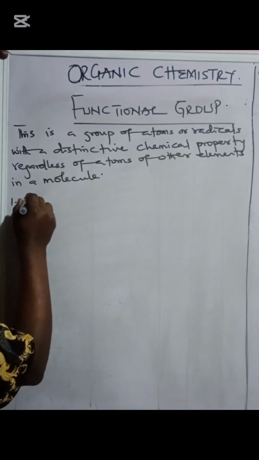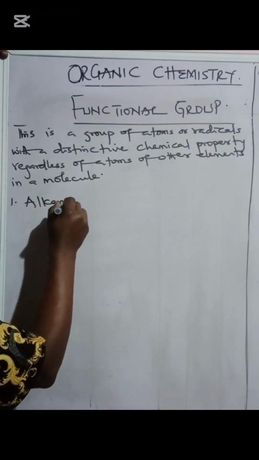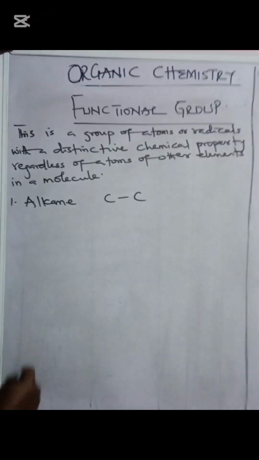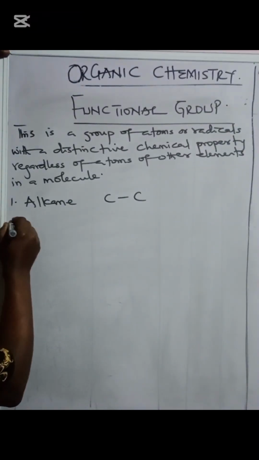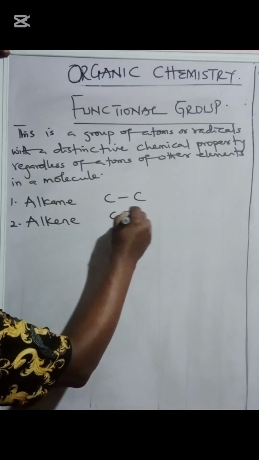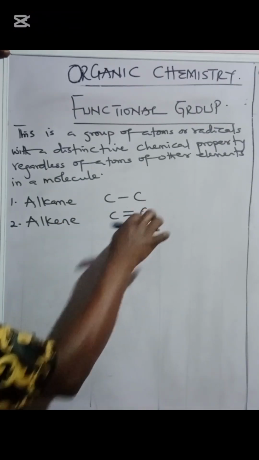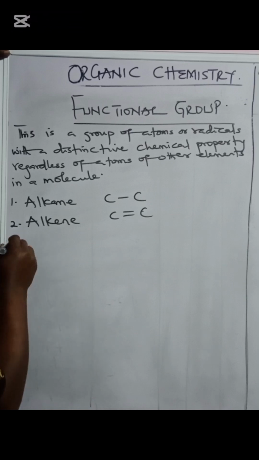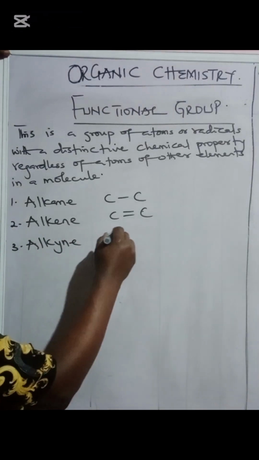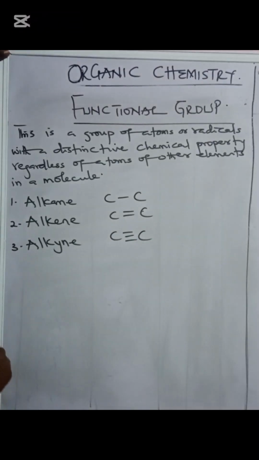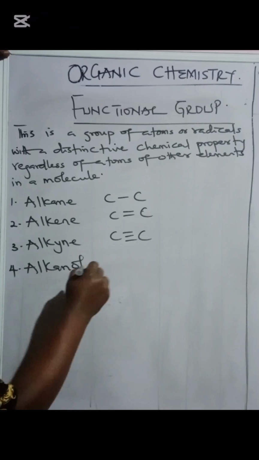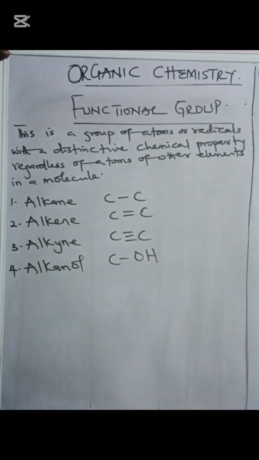Let's see alkane. We want to see the functional group in alkane. The functional group in alkane is C single bond C. 2, we want to see the functional group in alkene, which is C double bond C. 3, alkyne. The functional group in alkyne is C triple bond C. 4, we want to see the functional group in alkanol. It is C-OH. That's the functional group in alkanol.